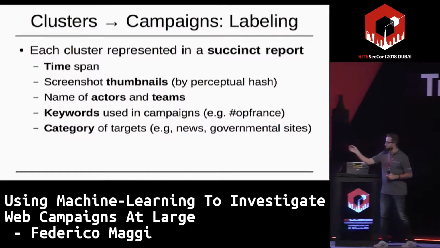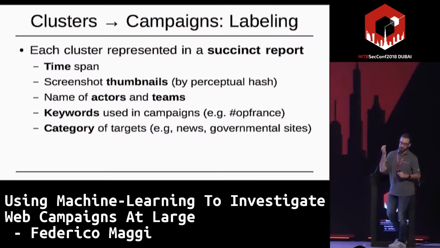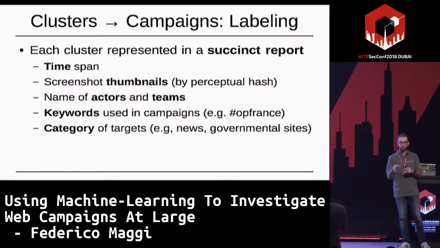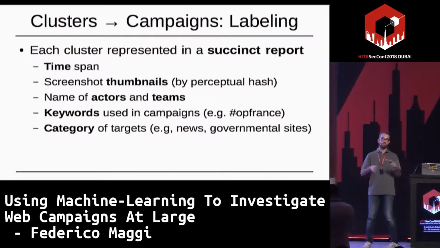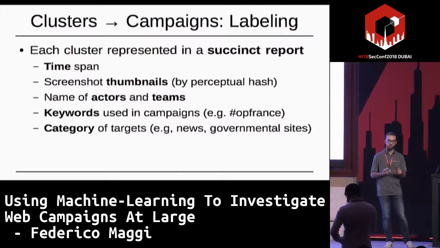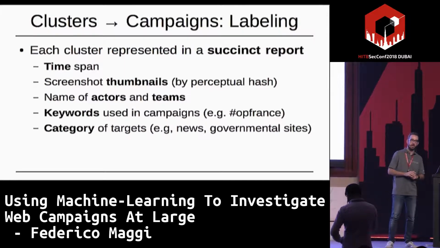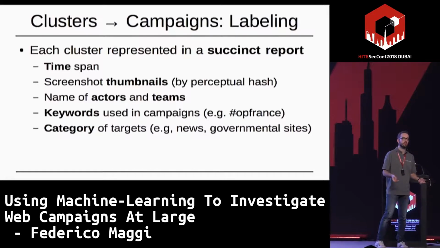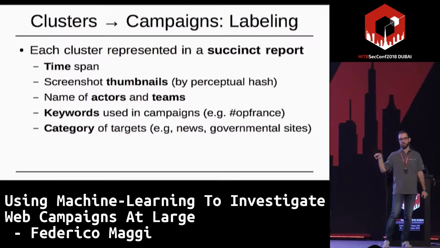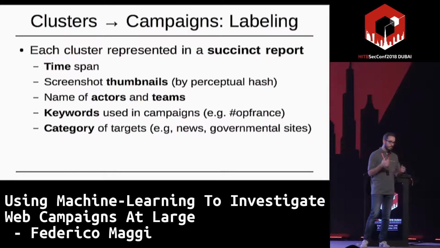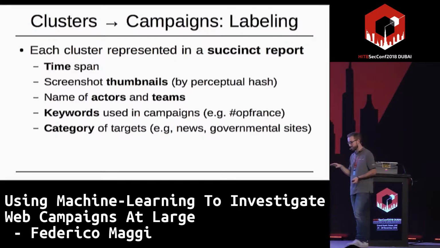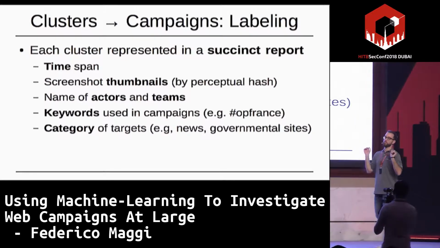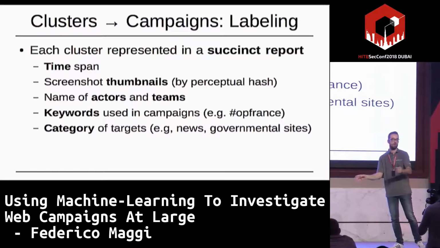We try to extract the names of the actors and the names of the team. We have a series of parsers which try to extract lists of names. They use weird characters somehow, so it's not 100% accurate, but it's a good educated guess. Keywords used in the campaigns: several groups use a hashtag and then the name of the campaign. Category of targets. This helps us understand, for example, if the group is interested in governmental websites only, or business websites, or minor websites we don't really care about.